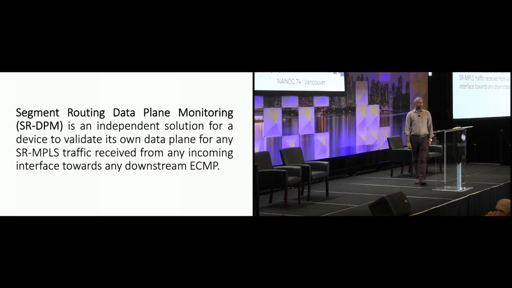So SRDPM is an independent solution that allows a node to test its entire forwarding path end to end, in the sense of ingress to egress on the same device, not end to end in the network sense, for any MPLS traffic that could be received from any upstream towards any downstream ECMP. So in this case, we are not testing just one path. We're not just testing a local probe and sending it out. We try to model the customer traffic exactly.